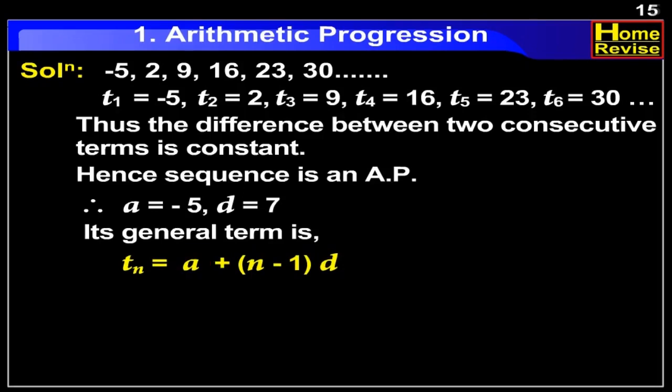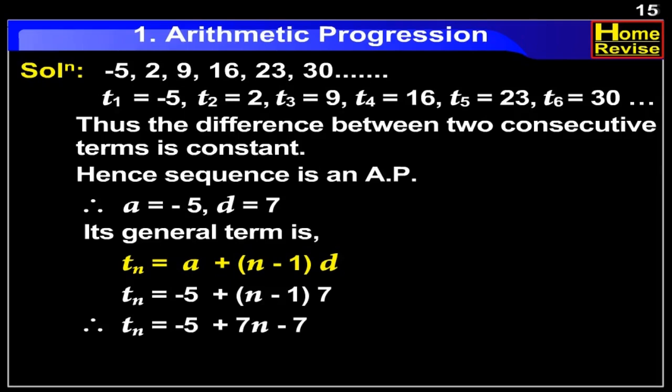Substituting the values of A and D, we get Tn is equal to minus 5 plus n minus 1 into 7. Therefore, Tn is equal to minus 5 plus 7n minus 7. Therefore, Tn is equal to 7n minus 12.